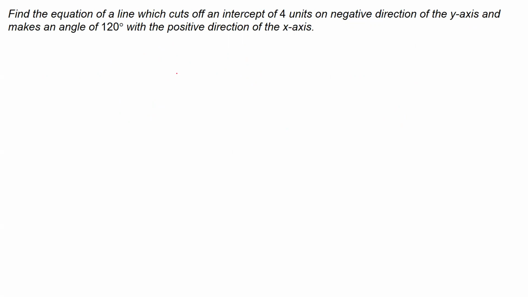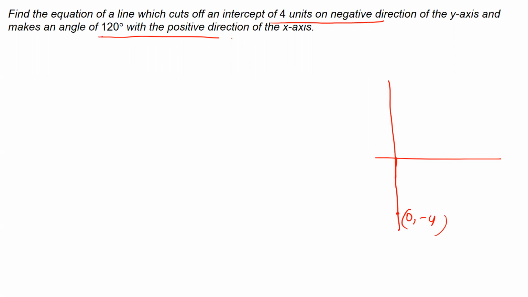Find the equation of a line which cuts off an intercept of 4 units on the negative direction of the y-axis and makes an angle of 120 degrees with the positive direction of the x-axis. Let's try to quickly draw the diagram. So let's see how it looks. It says that the line cuts off the y-axis at 4 units in the negative direction. That means it cuts off the y-axis at (0, minus 4), and it makes 120 degrees with the positive direction of the x-axis. So our line will be something like this, right? Because this angle is 120 degrees and it has to pass through this point as well.